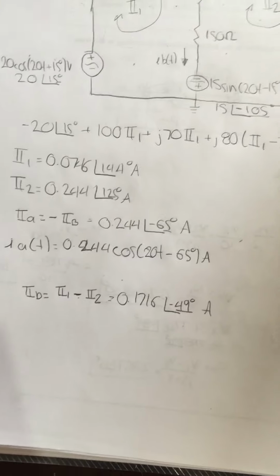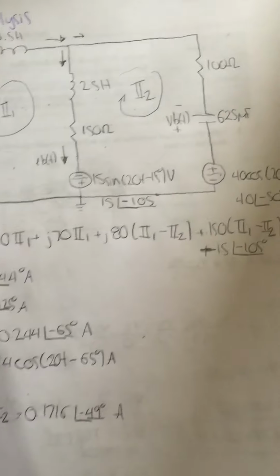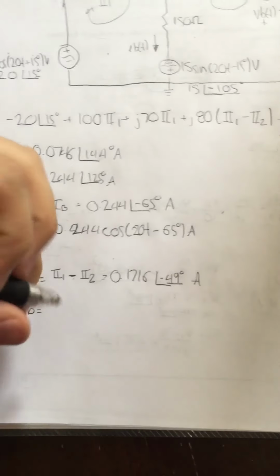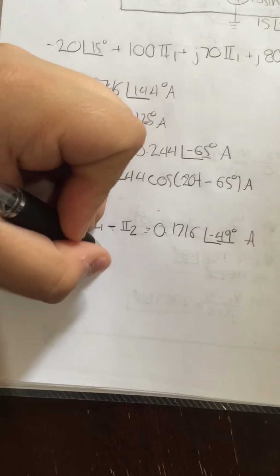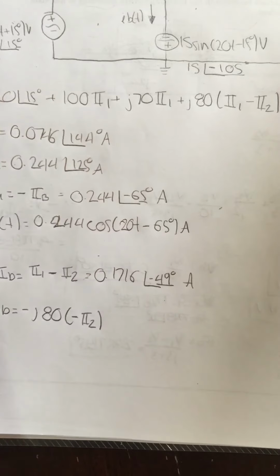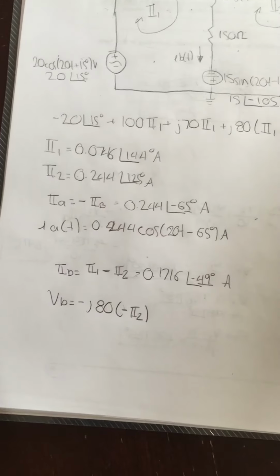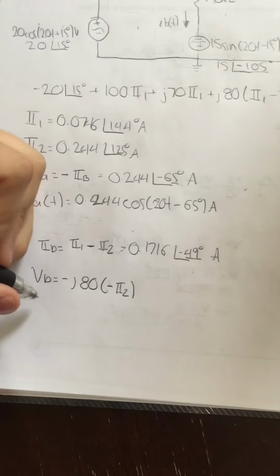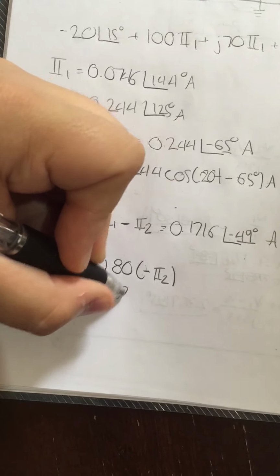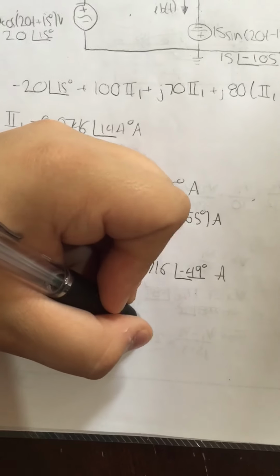After this, we know that VB, voltage in B, as you get to see here, is going to be negative J80 times negative I2. It's important that you need to know why this is the sign. So we get the voltage in B, and it's going to be 19.52 angle of negative 145 volts.